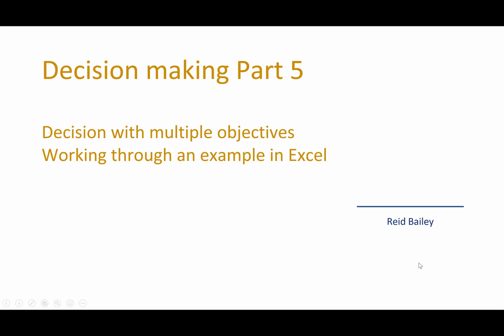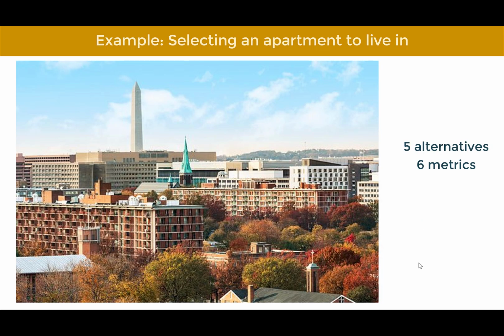All right, now we're going to do an example in Excel for a decision with multiple objectives where we're using the normalization and marginal rate of substitution approach to derive the weights. In our case, this is selecting an apartment to live in. We're going to have 5 alternative apartments to compare across 6 metrics.